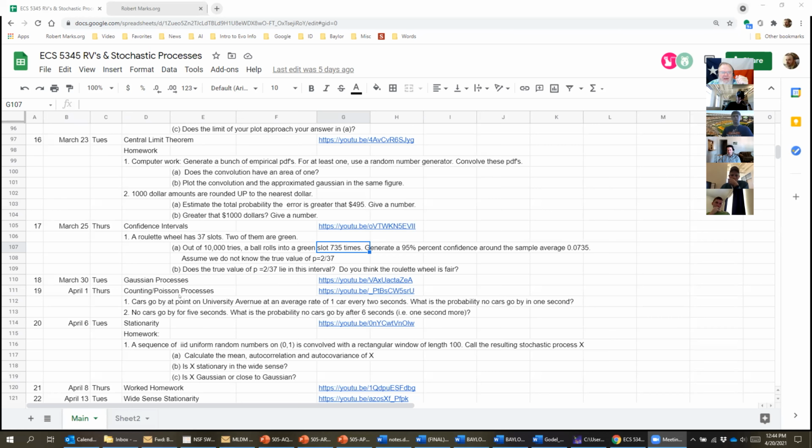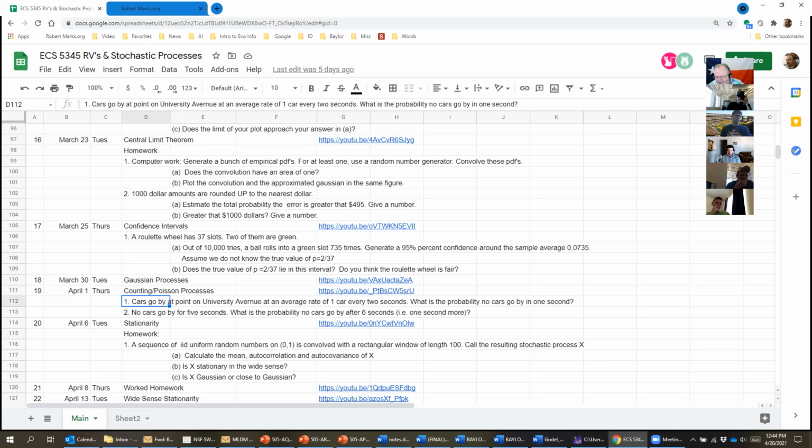Thank you, Glauco. Okay, cars go by at a point on University Avenue at an average rate of 1 car every 2 seconds. What is the probability no cars go by in 1 second? This should be a very simple problem for you. The more interesting one is problem number 2. No cars go by for 5 seconds. What's the probability no cars go by after 6 seconds? That is 1 second more than 5 seconds.